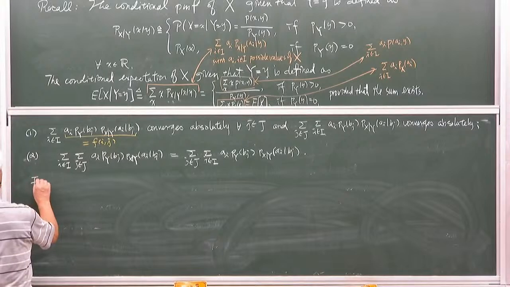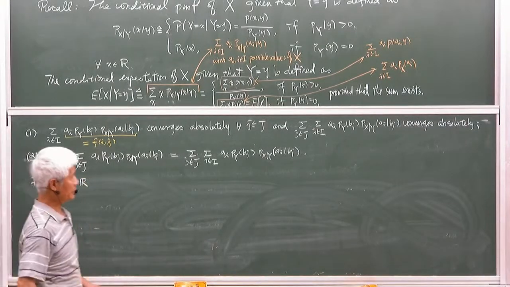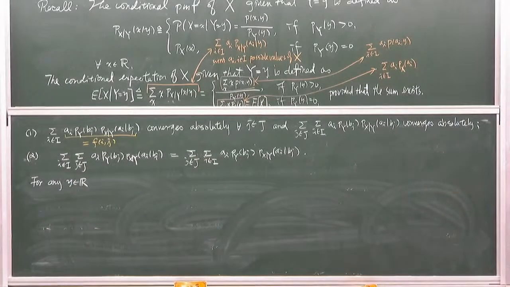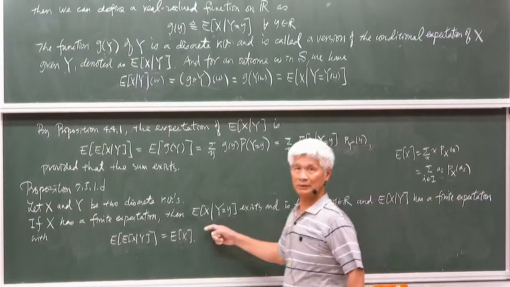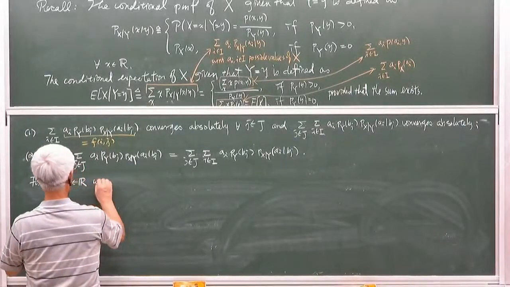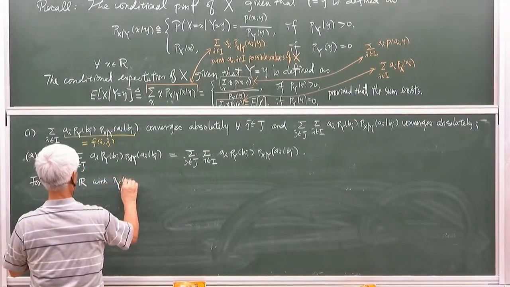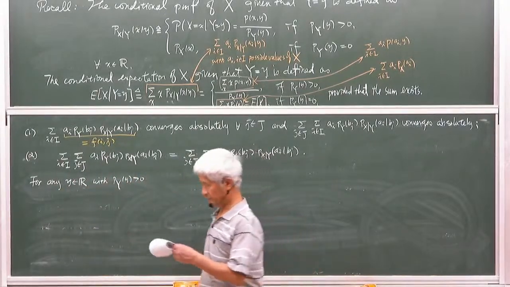Now, for any y in R, we want to prove that this quantity, the conditional expectation of random variable X given random variable Y equal to a specific value little y, exists and is finite for all y in R. So we first consider y in R such that this marginal PMF is positive.